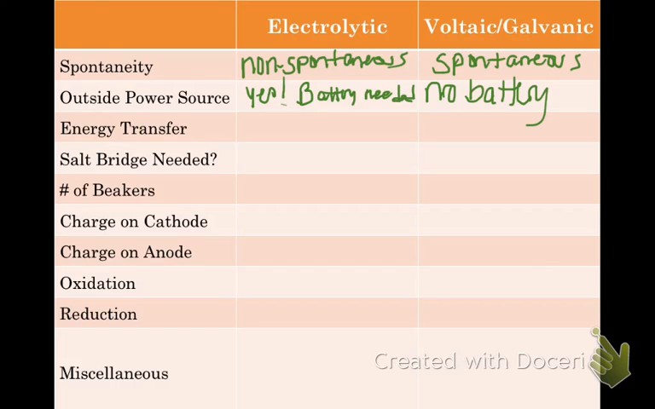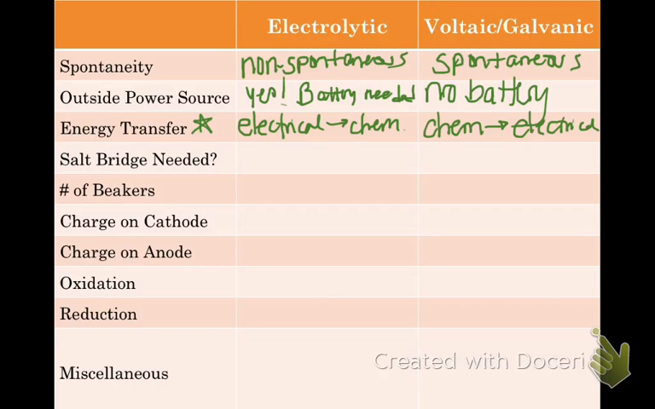The energy transfer. Oh, this was big. I forgot to mention this before, so make sure that you get this. In the electrolytic cell, you have electrical energy converted to chemical energy. So this was what was inside of the battery, becoming chemical energy. A voltaic or galvanic cell has chemical energy converted over to electrical energy. Again, huge key point here.